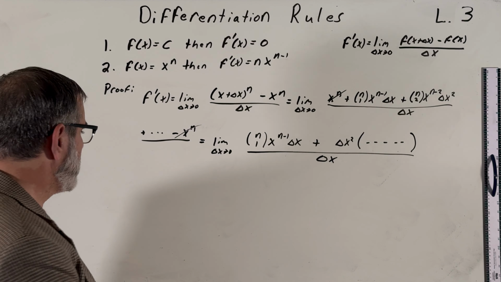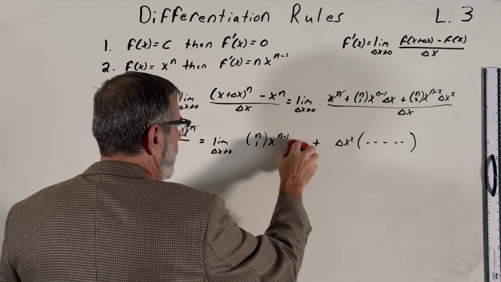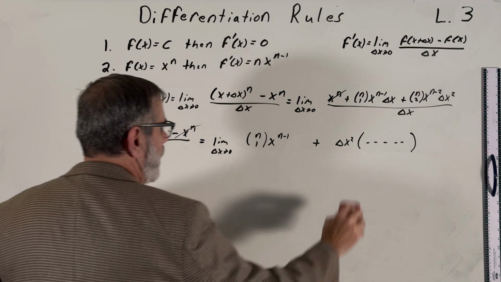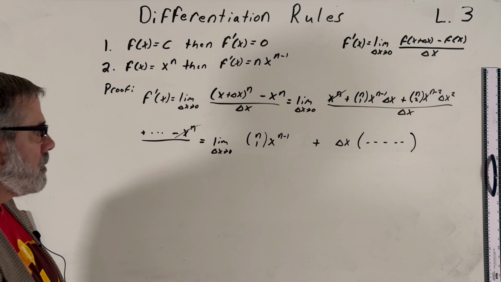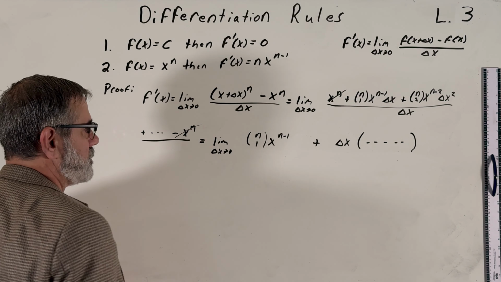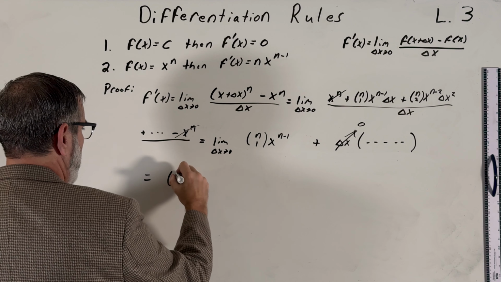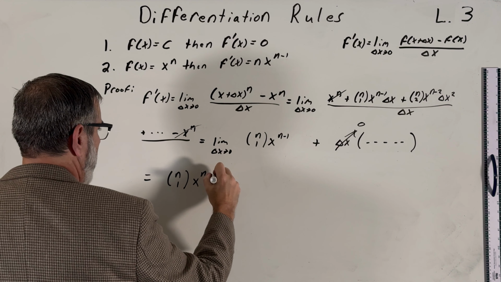Well, we can see what that's going to do here, right? We can divide this through term by term. It'll get rid of the delta x here, and it'll reduce this delta x to just delta x times a bunch of other stuff that's got delta x in it inside the parentheses. But in the limit, as delta x approaches 0, this term has no delta x in it. So this is fixed. This term here will go to 0. And so all we're left with in the end is n choose 1 of x to the n minus 1.